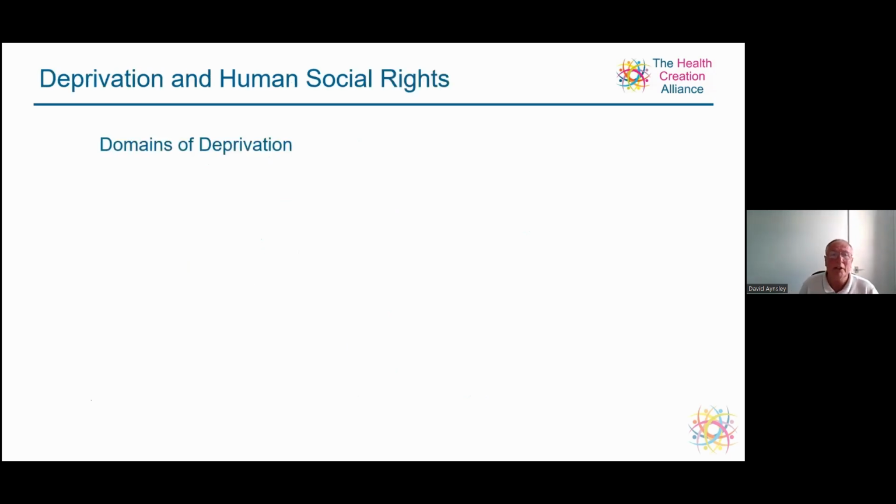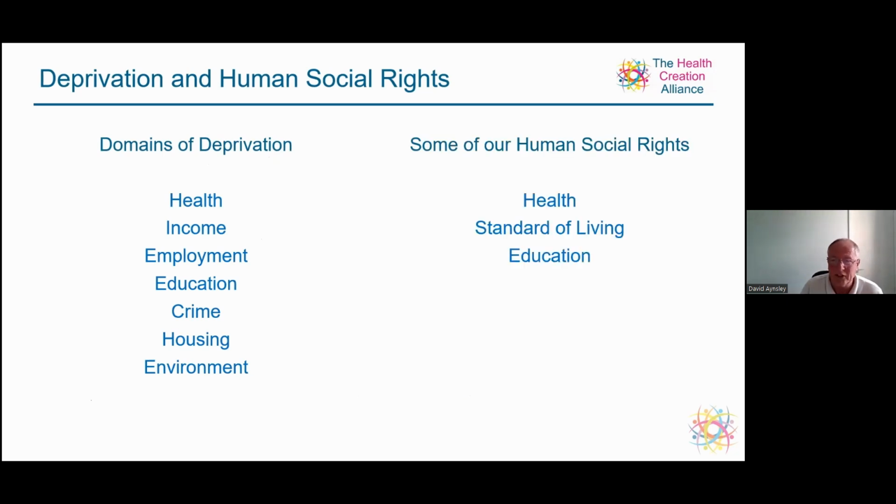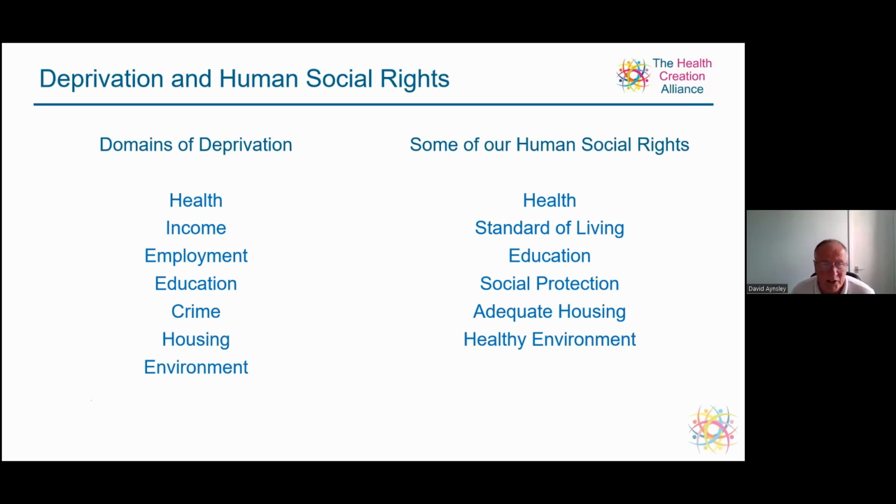And what I'd like to show you is just the link between deprivation and human social rights. Remember the domains of deprivation right at the beginning of the presentation? They were health, income, employment, education, crime, and housing, and environment. And some of our human social rights are health, standard of living, education, social protection, adequate housing, and a healthy environment. Goes to show you, in places that are described as deprived, people don't have access to some of their human social rights. Give them access to their human social rights, the places will become less deprived and you'll create health.